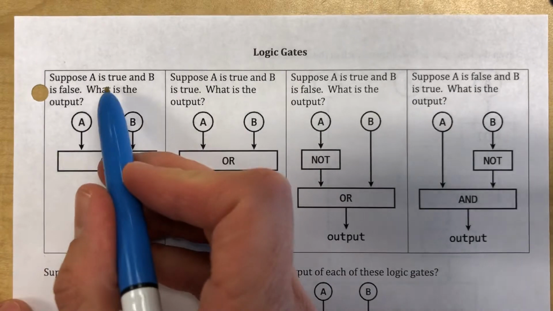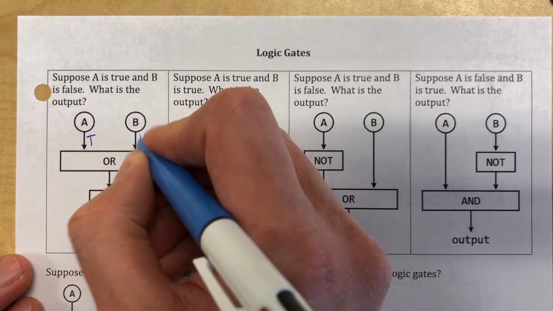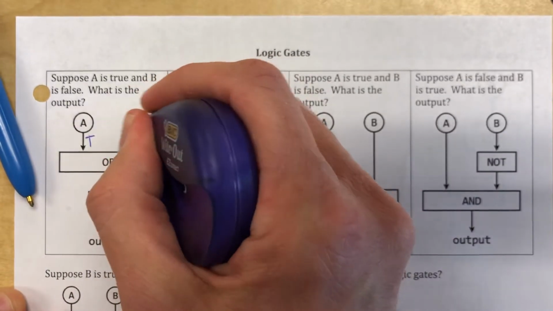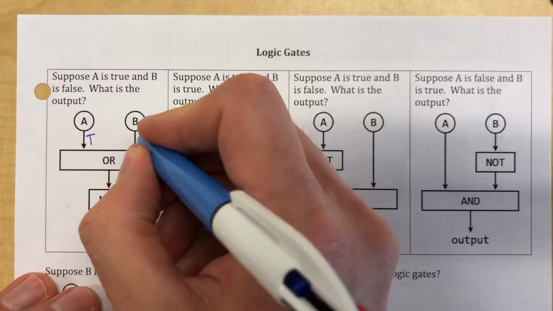Here goes. Suppose A is true, B is false. Let's just write that. Coming out of A, we have a true. Coming out of B, we have a false. Whoa. And then I write the wrong thing from the very beginning. No. Coming out of B, we have a false. So false right there.